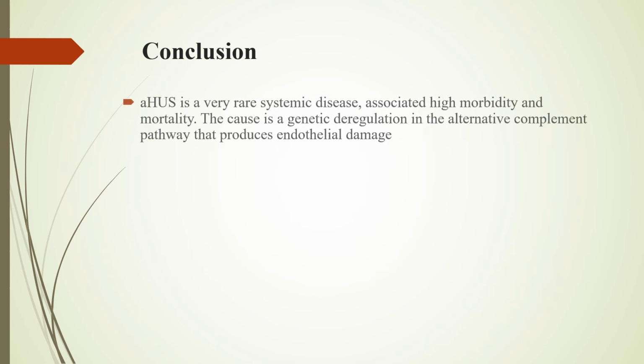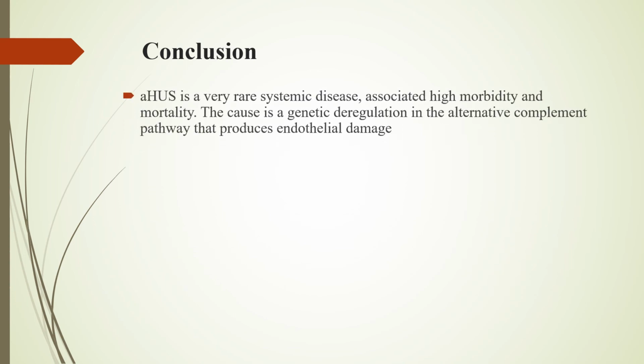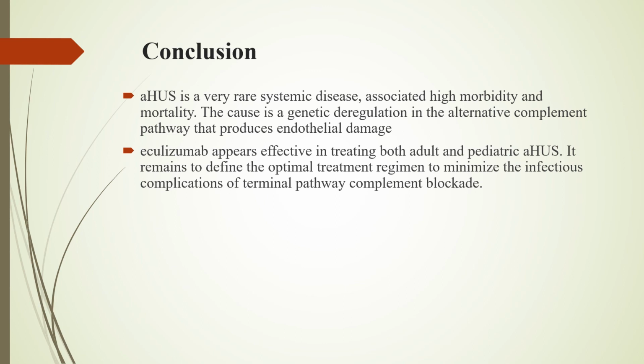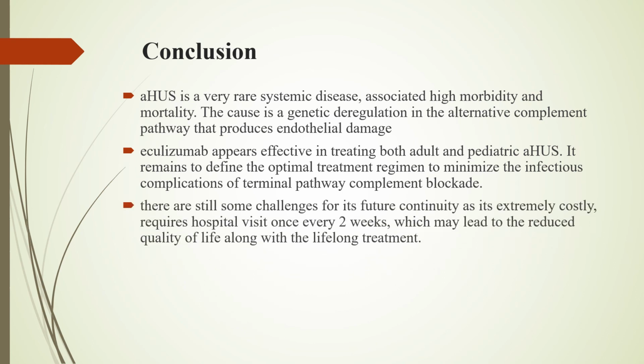So in conclusion, I would just like to highlight some main points that I have discussed earlier. Atypical hemolytic uremic syndrome, which is caused by genetic mutation in the alternative pathway of complement system, is very rare but is associated with high morbidity and mortality. Now we have a very effective treatment for atypical hemolytic uremic syndrome, apart from supportive therapy, which is eculizumab administered intravenously to patients. Even though eculizumab has been effective in treating people, there are still some challenges as it is very costly and needs hospital visit every 2 weeks.